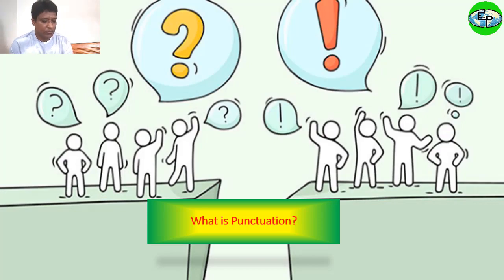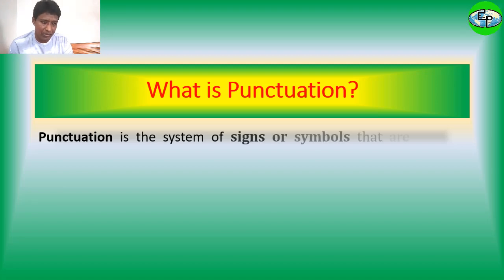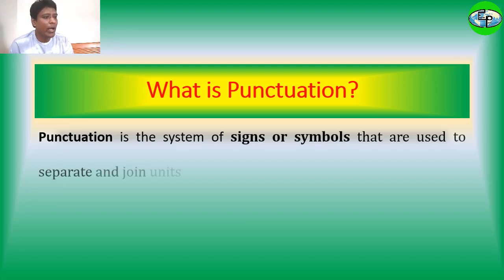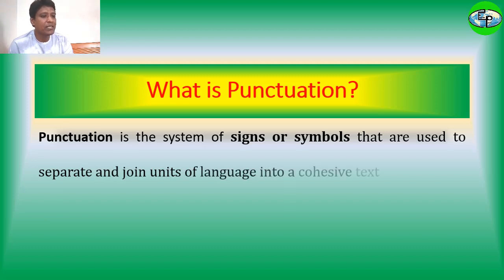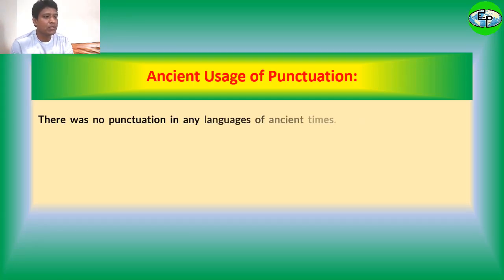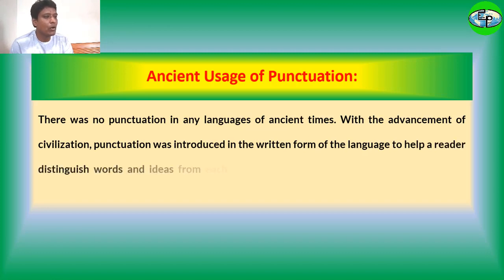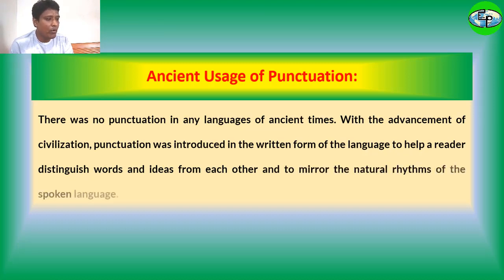What is punctuation? Punctuation is the system of signs or symbols that are used to separate and join units of language into a cohesive text. Ancient usage of punctuation: there was no punctuation in any language of ancient times. With the advancements of civilization, punctuation was introduced in the written form of the language to help a reader distinguish words or ideas from each other and to mirror the natural rhythms of the spoken language.